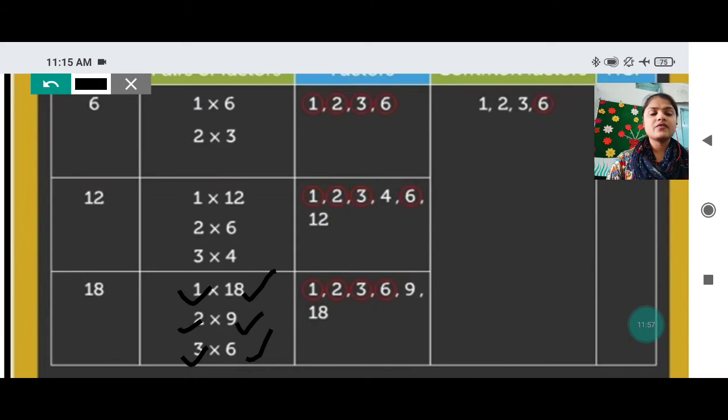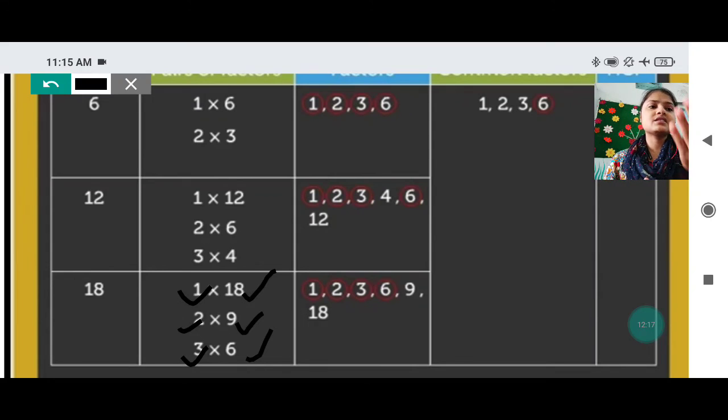Now what are the common factors? First write all the factors separately. You can see I have written them in columns. I will choose the common ones. So common is 1 in both. When 2 numbers are given, to find the common factors you look in both. If 3 are given, that common factor should be in all the 3, my dear.